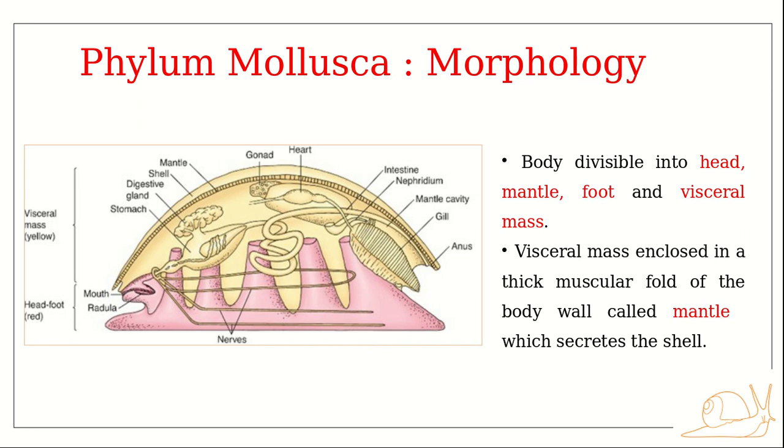For example, if it is aquatic, it has to use the very flattened foot for swimming, floating. In some cases, burrowing ones may have a foot meant for burrowing and creeping. So depending upon the habitat they live in, the foot may be modified for various purposes.